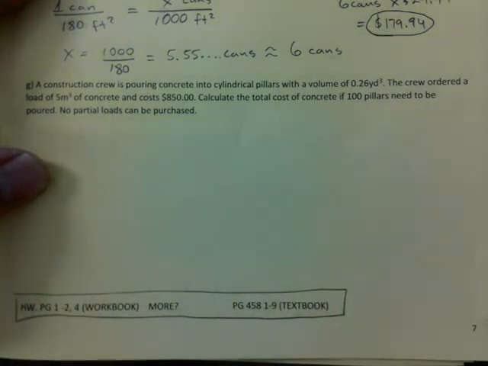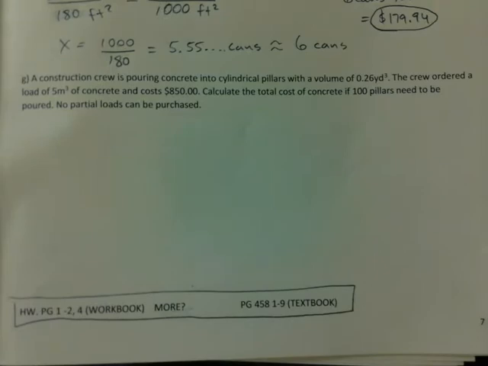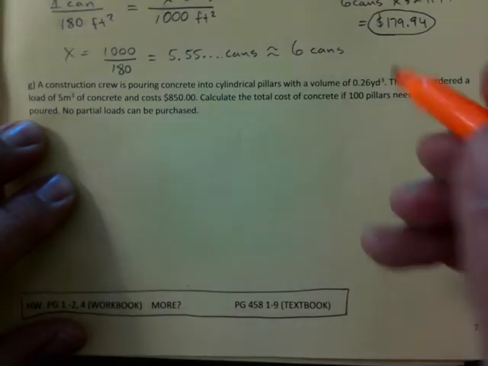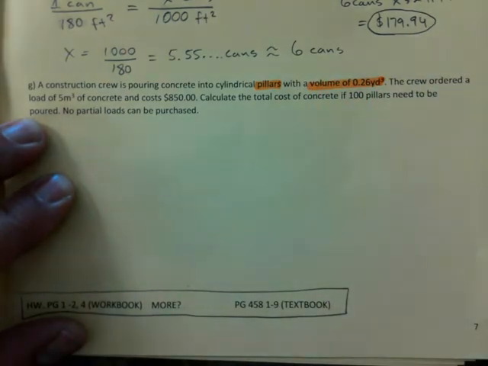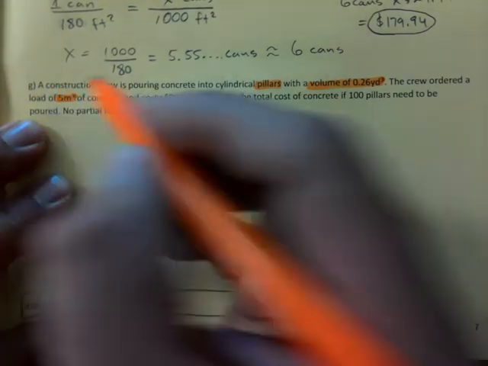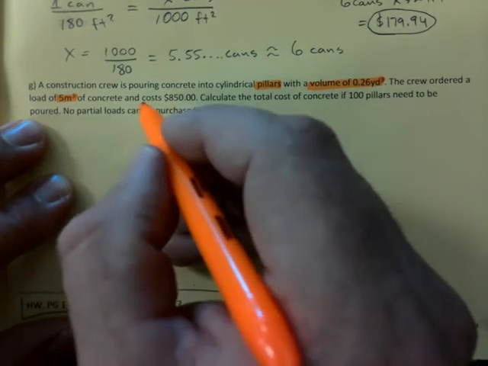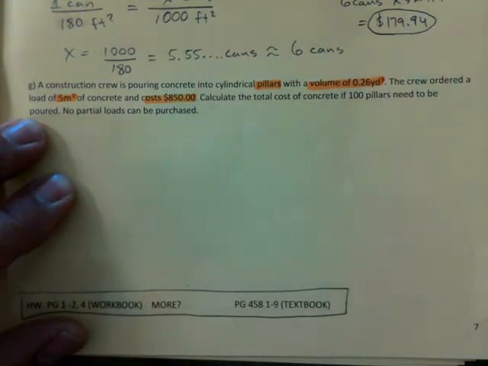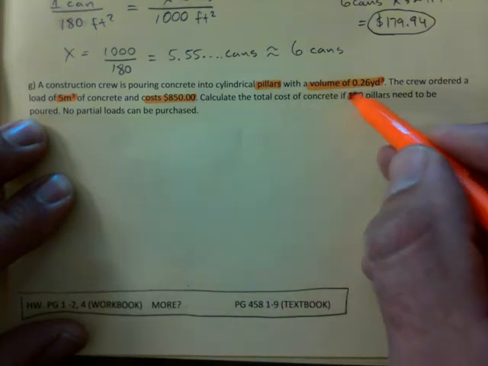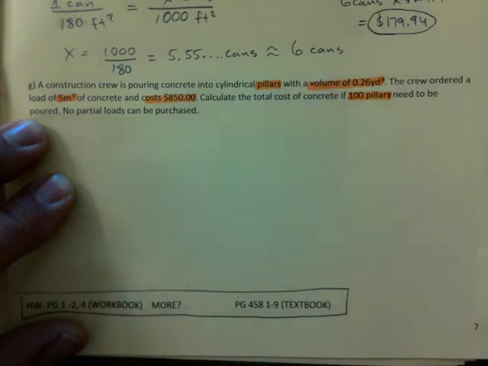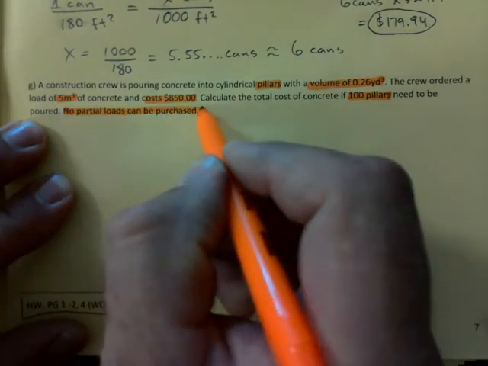So there's a construction crew that is pouring concrete into cylindrical pillars, right? Those pillars have a volume of 0.26 cubic yards. The crew ordered a load of 5 cubic meters of concrete, and it costs $850. Okay. Calculate the total cost of concrete for 100 pillars that need to be poured. And again, no partial loads can be purchased.